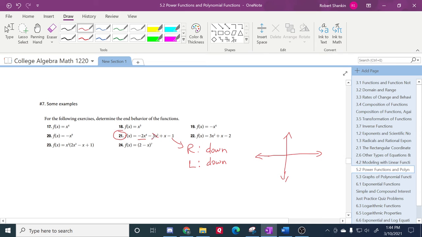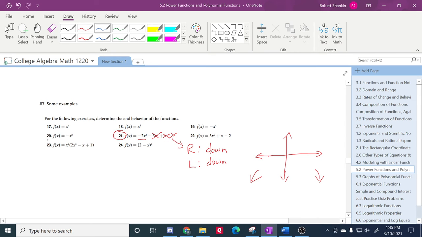Very good. Since when x is super big, like 1,000,000, these other terms become inconsequential. It's more than 1,000,000 times as big as these things. And then the inputs would be positive on both sides, except that it has a negative coefficient driving it down on both sides. That is huge. All right, let's do another one.